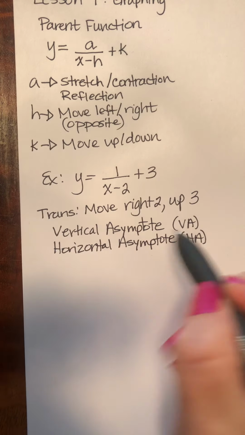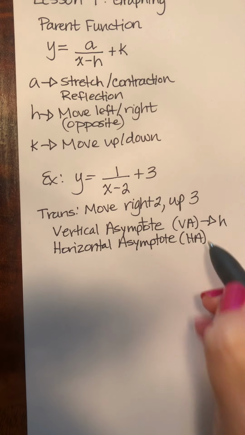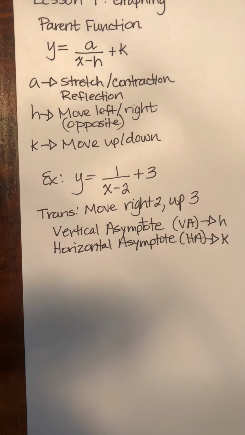Your vertical asymptote, you're going to get from the h. The horizontal asymptote, you're going to get from the k. The domain is related to the vertical asymptote, which is h. The range is related to the horizontal asymptote, which is k.